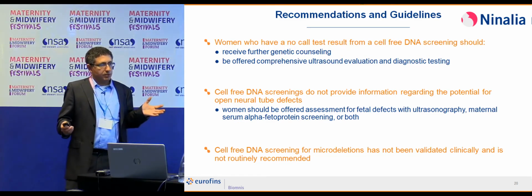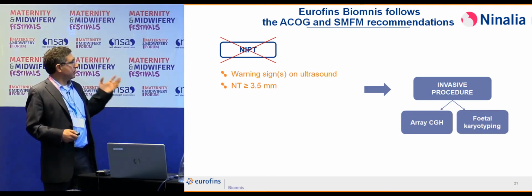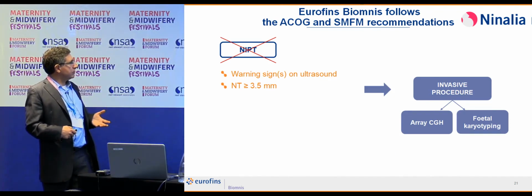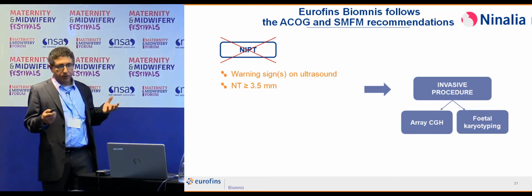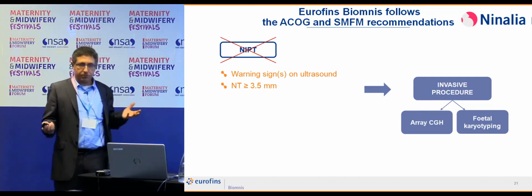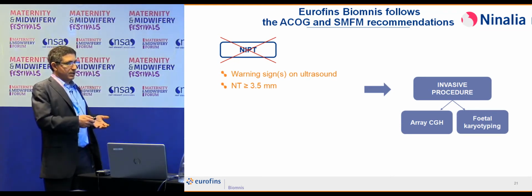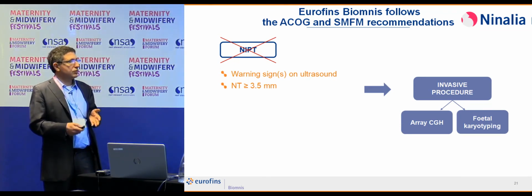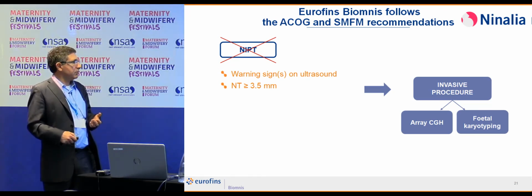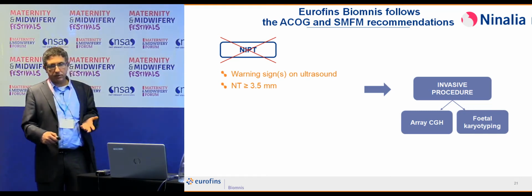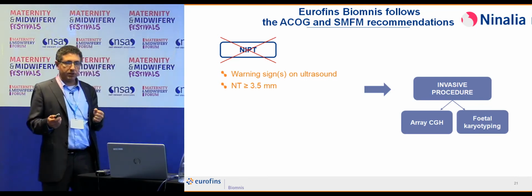So you can propose NIPT for any pregnant woman, except those who have warning signs on ultrasound or a nuchal translucency at the first trimester over 3.5 millimeters. It could be 3, but a cutoff was fixed at 3.5 millimeters. In those cases, you have to go directly to an invasive procedure, to have a whole chromosome analysis with array CGH or fetal karyotyping. No NIPS if there is anything abnormal on ultrasound at the first trimester.